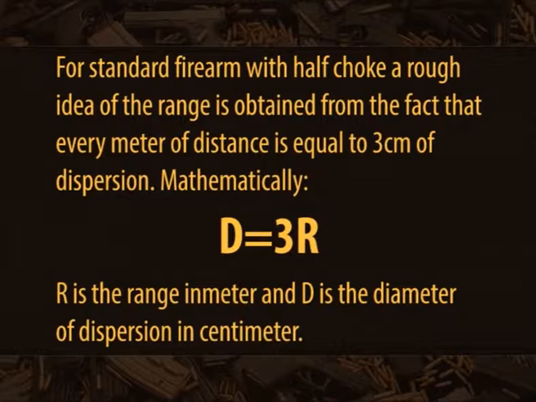For a standard firearm with half choke, a rough idea of the range is obtained from the fact that every meter of distance is equal to 3 centimeters of dispersion. Mathematically, D is equal to 3R, where R is the range in meters and D is the diameter of dispersion in centimeters.